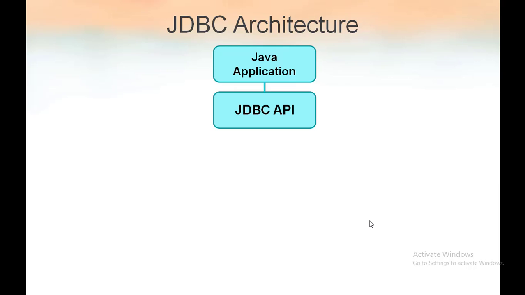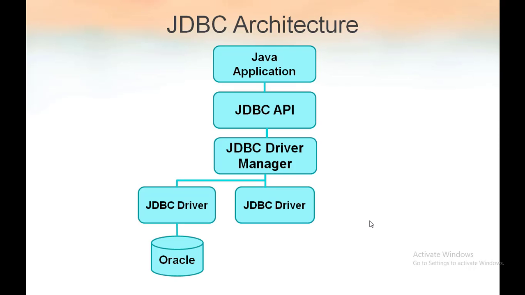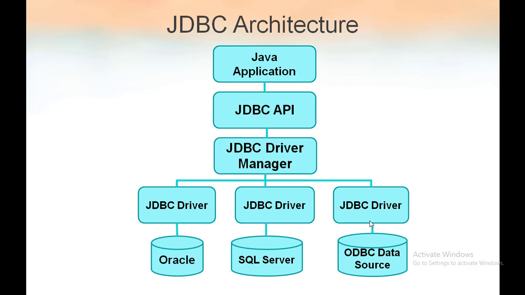JDBC Architecture: the Java application uses JDBC API to connect with the JDBC driver manager. Here you can see different drivers. These drivers are used to connect your Java application with Oracle, SQL Server and other types of data sources. Here is your Java application. JDBC API provides classes and interfaces to communicate a Java application with a database.